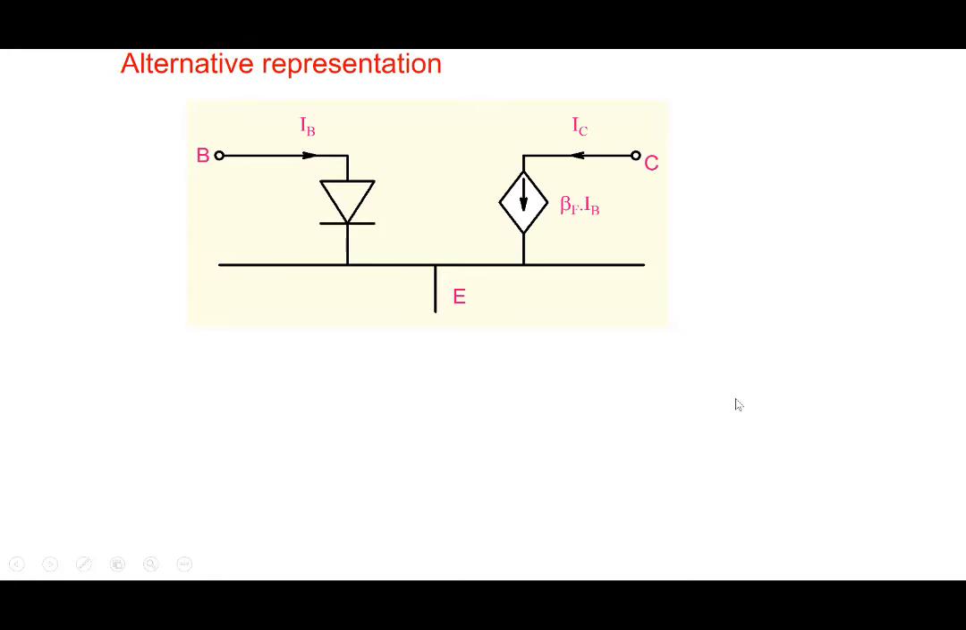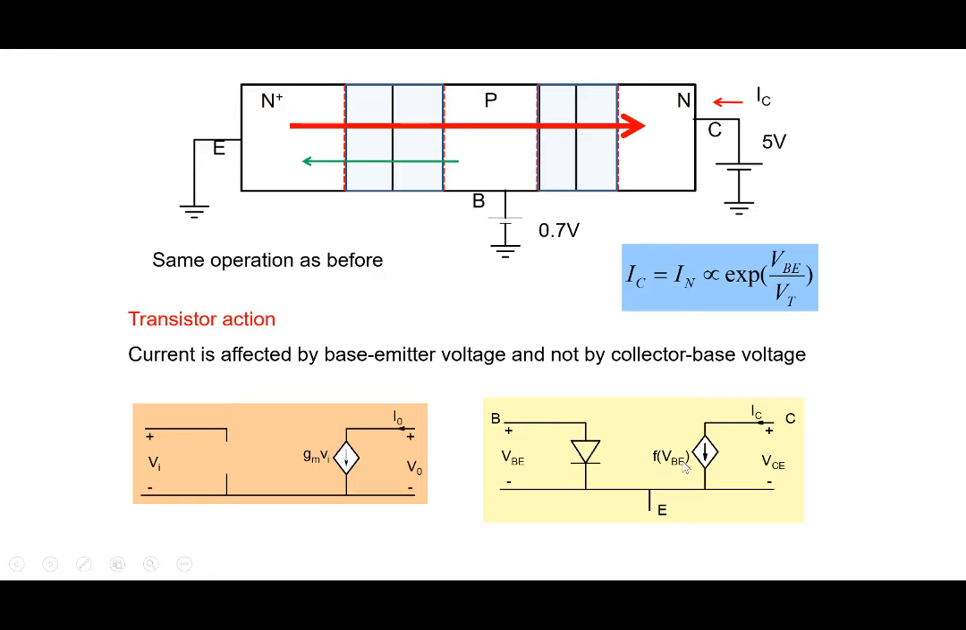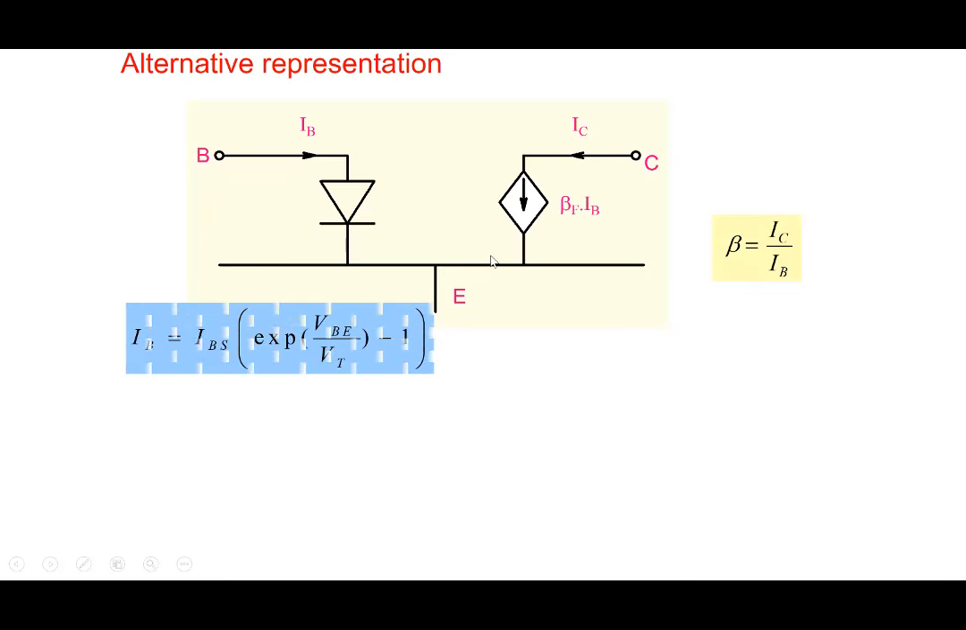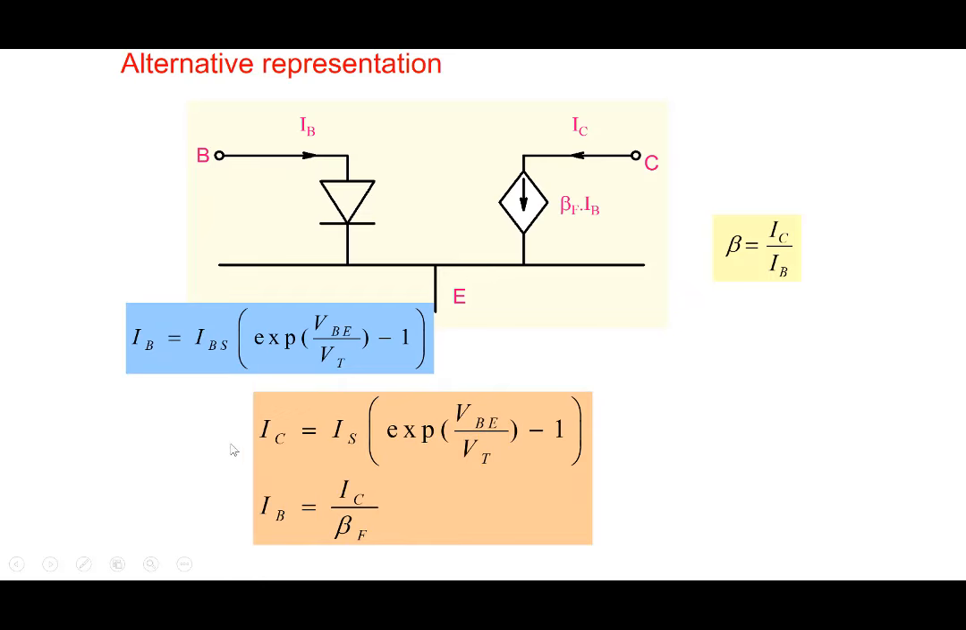The other way of representing a transistor is not in terms of VBE. In terms of IC, we can also write it as, between base and emitter there's a diode, and at the collector, instead of writing in terms of base emitter voltage, we can write it in terms of base current. And we saw that the ratio of IC and IB is beta, so we can write it in this particular form also. Beta is IC by IB. And this current has an exponential relationship, it's a diode. And IC is beta times IB, so IC is also exponentially related to base emitter voltage.